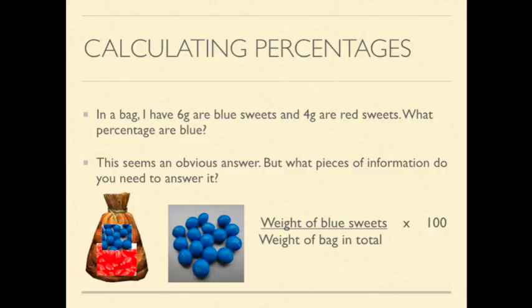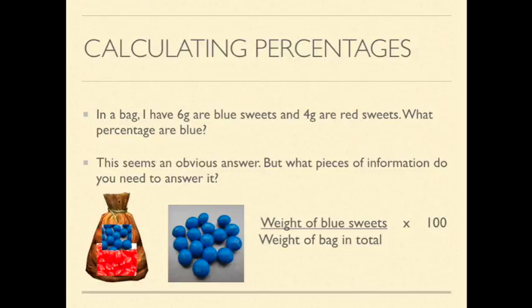And then I want to know how much just the blue sweets weigh, it's the blue sweets I'm interested in. Once I know both of those pieces of information, I take my weight of blue sweets, the ones that I'm interested in, divide it by the weight of the bag in total, and multiply by 100. So in this case, I know I've got 6 grams of blue sweets. The whole bag must be 10 grams because I've got 6 grams and 4 grams, add it together, 10 grams.